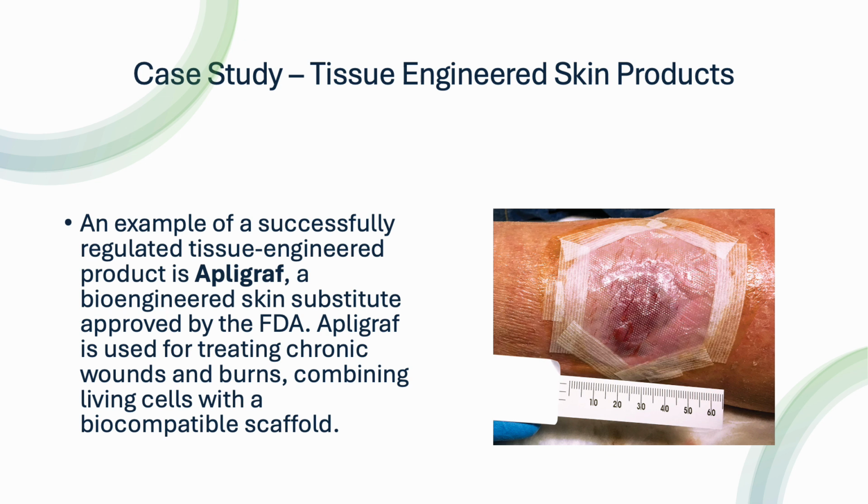So this is an example of a successfully regulated tissue-engineered product. It's a bioengineered skin substitute approved by the FDA, and it's used for treating chronic wounds and burns, combining living cells with a biocompatible scaffold. So it's a combination product.